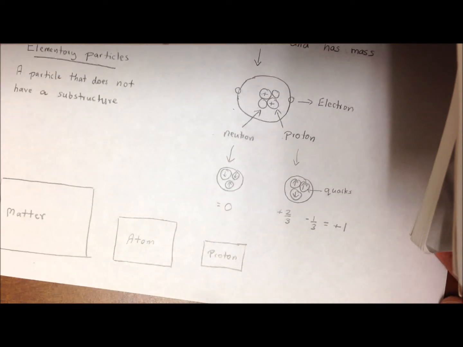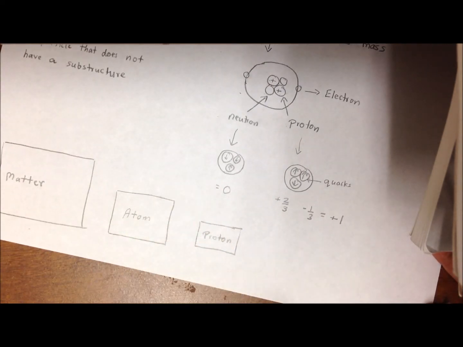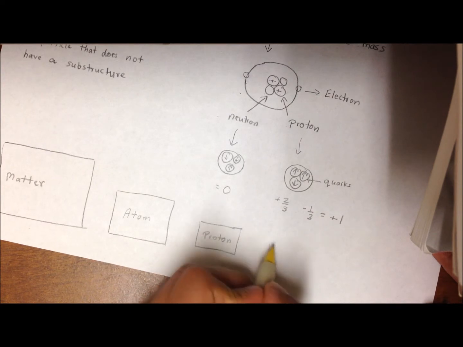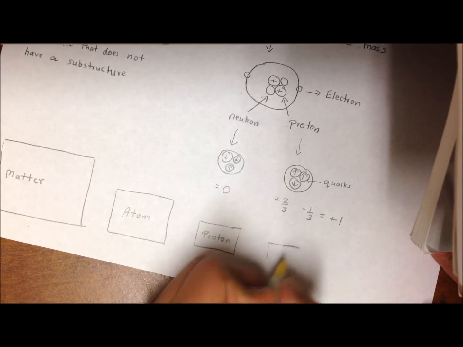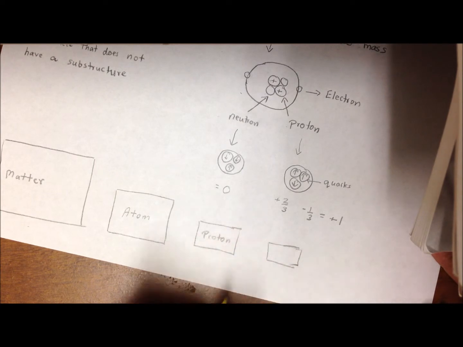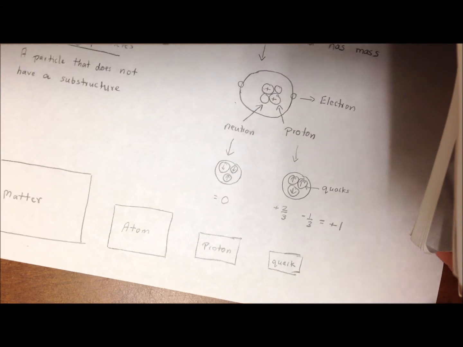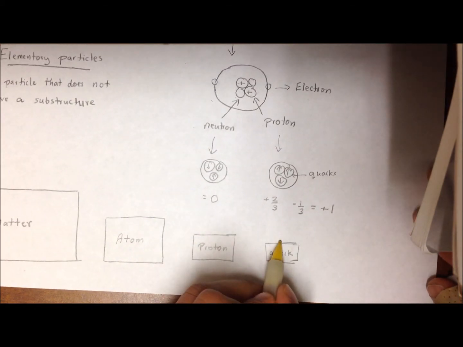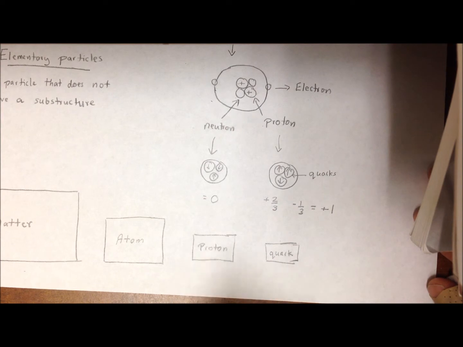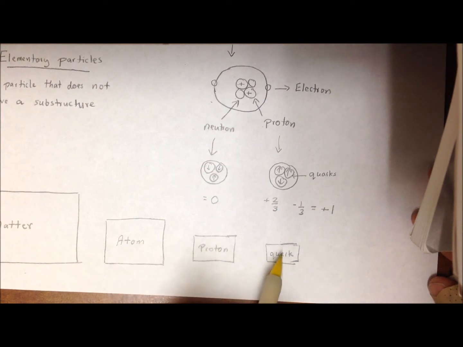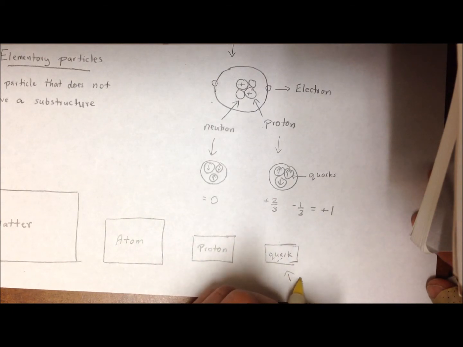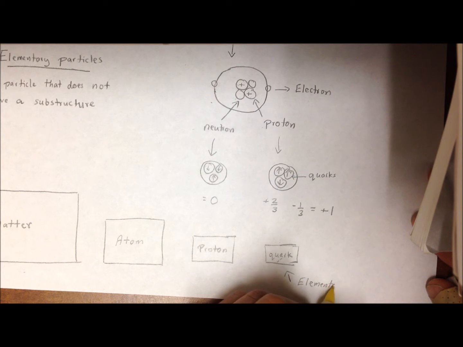At this point, you're fed up. But then you open up this box again. And then you find that there's another smaller box inside of it. And we'll call that a quark. And then you open up this box again, but there's nothing inside of it. This box cannot be broken down anymore. That's why this is an elementary particle. It does not have a substructure. It cannot be broken down.